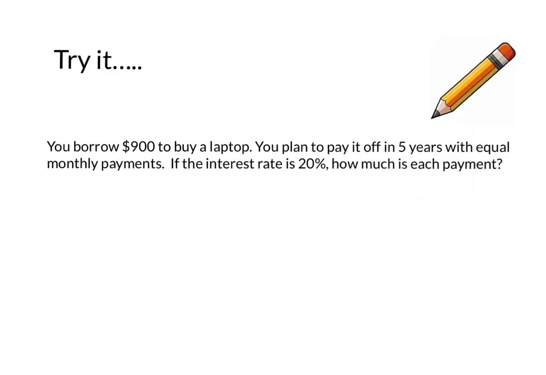Now it's your turn to try it, and this will end the lesson. You borrow $900 to buy a laptop, and you plan to pay it off in 5 years with equal monthly payments. If your interest rate is 20%, how much is each payment? This one is a lot easier than the previous example I did. Just think basics. Use your interest equals principal times rate times time to solve. You will not need to make a table. And then once you're ready, push play and I'll show you the answers.